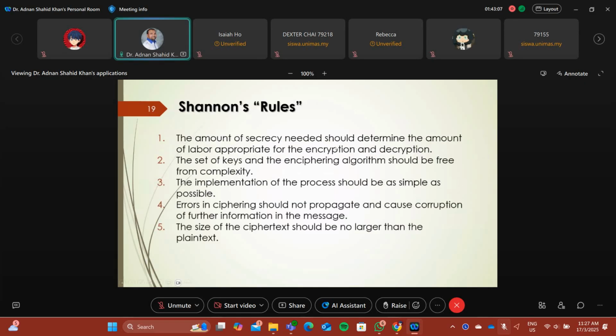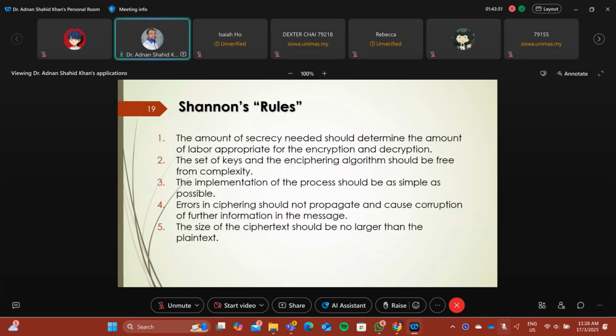Now we have Shannon's rules. The amount of secrecy needed should determine the amount of labor appropriate for encryption and decryption. For a banking system, we have OTP, biometrics, and authentication with username and password. Most of the time they say the password is not strong, the password is weak. If the service has high value, a high amount of secrecy is required. If we have a high amount of secrecy, we must expect a high computational cost and high communication cost.